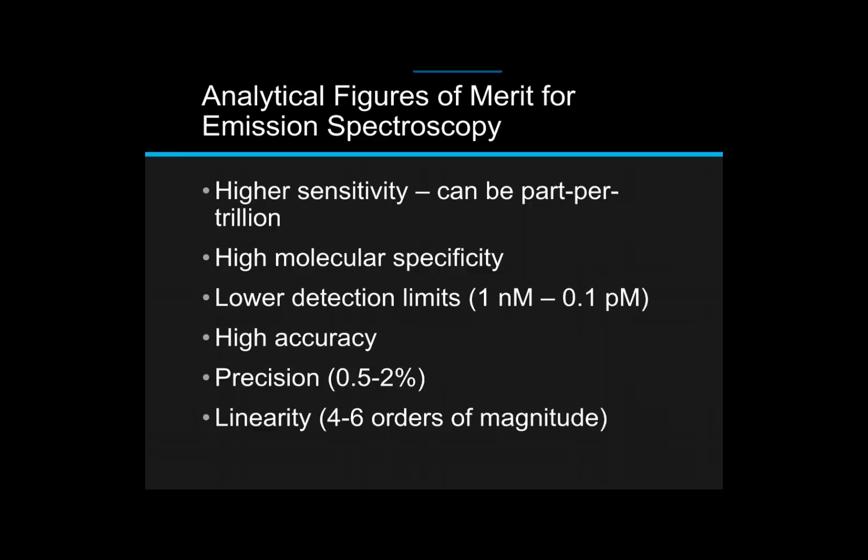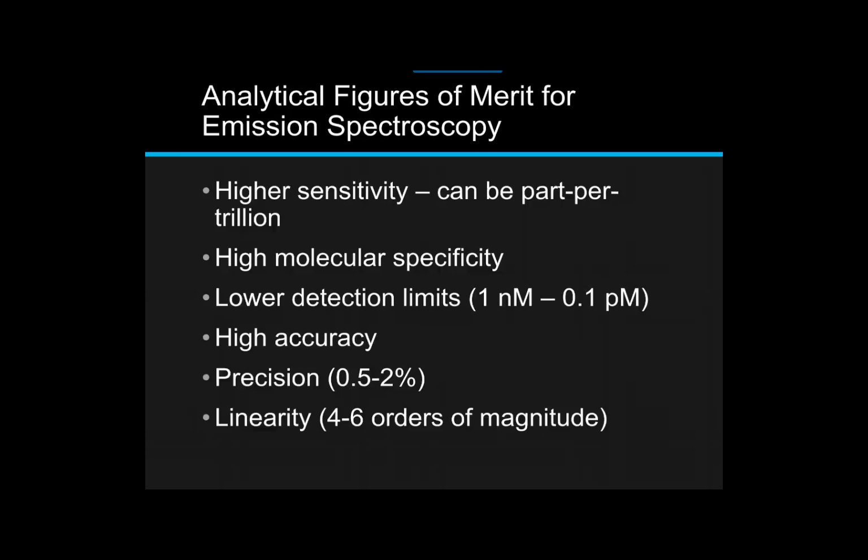Well, there's one more figure of merit that you should also be thinking about, and that's molecular specificity. So what we're going to do is take a look at these 6 terms: sensitivity, molecular specificity, limit of detection, accuracy, precision, and linearity for emission. And what I'd like you to do is to think about them and compare and contrast these analytical figures of merit with those for UV-vis.